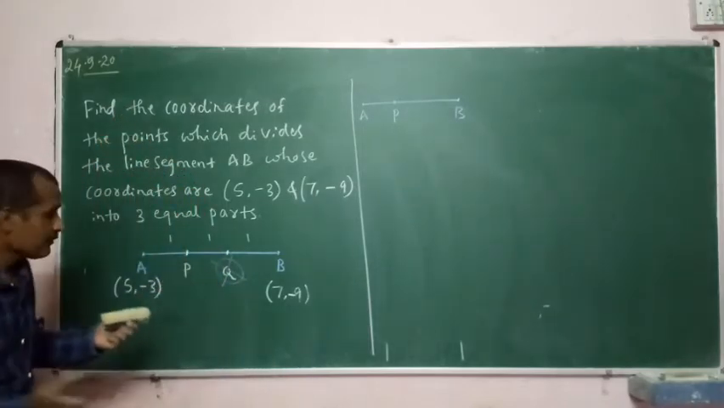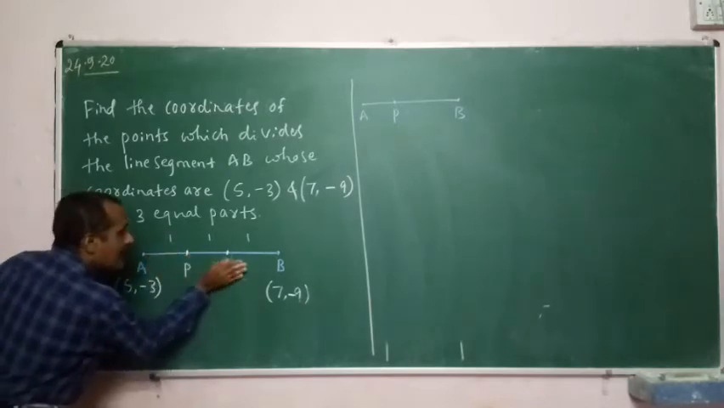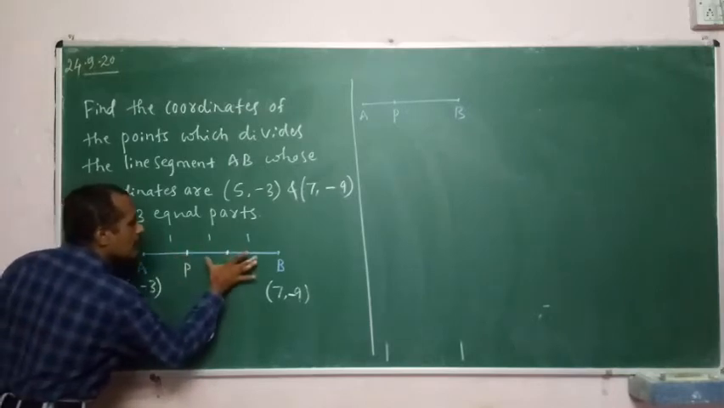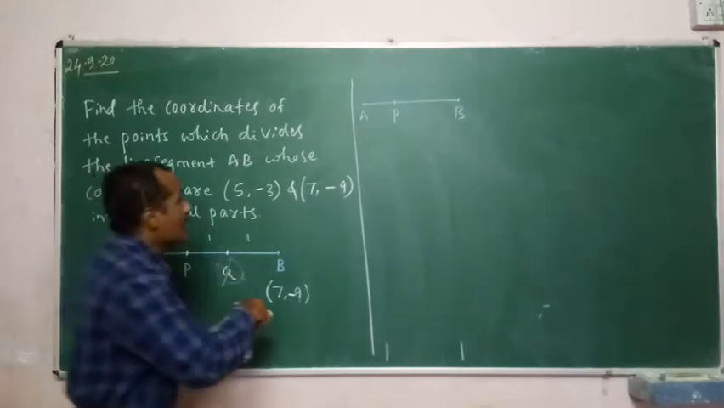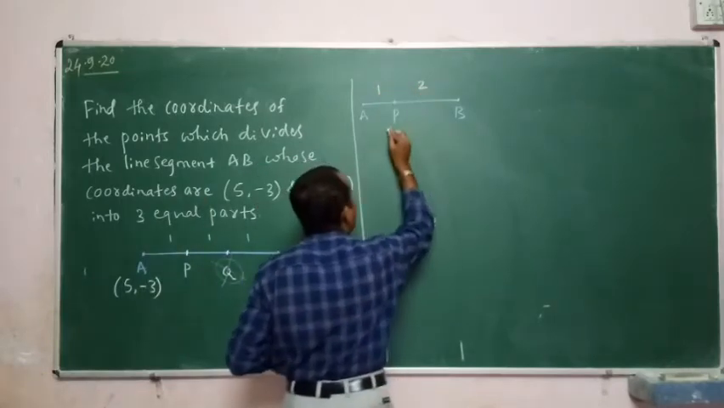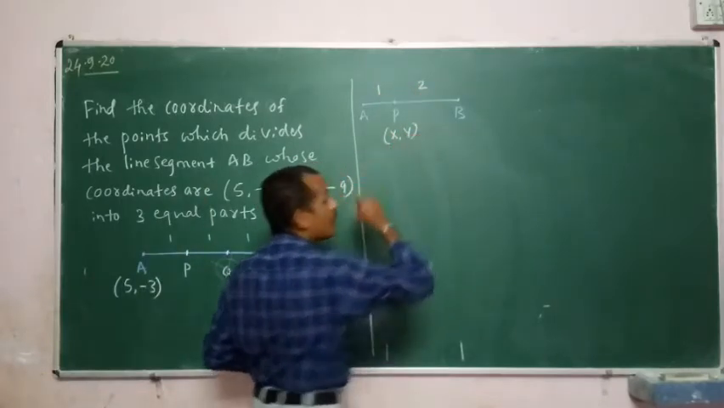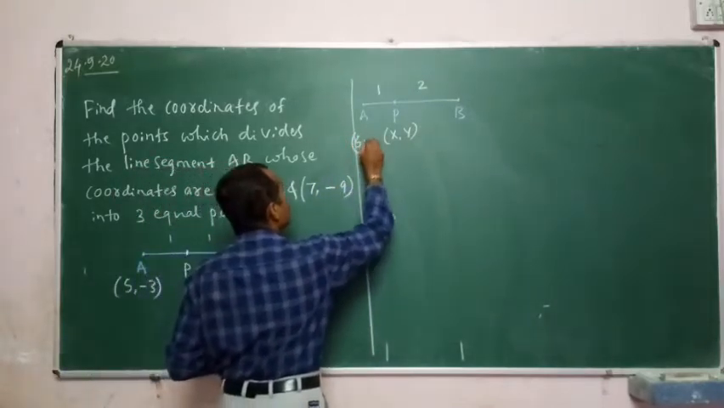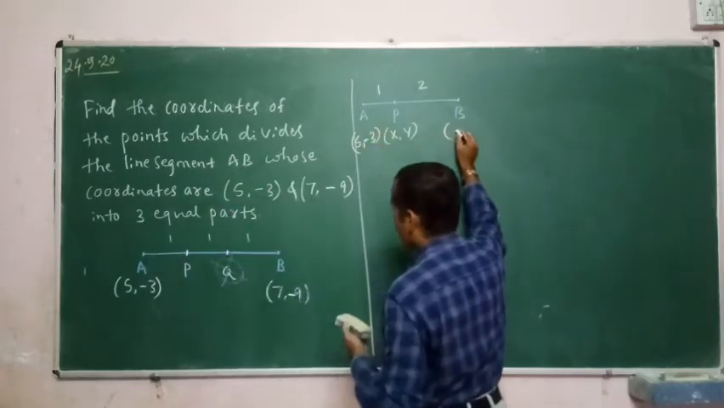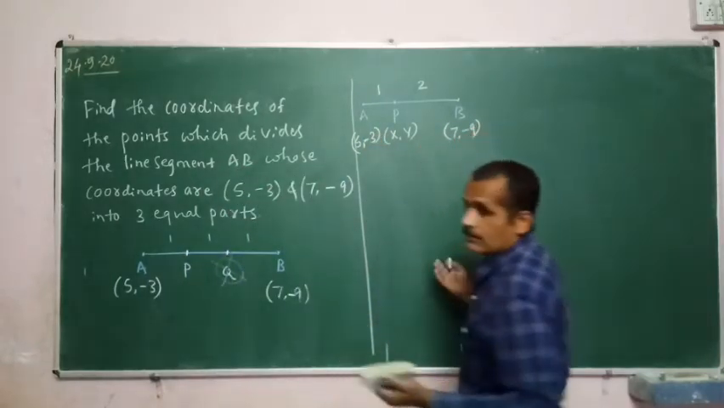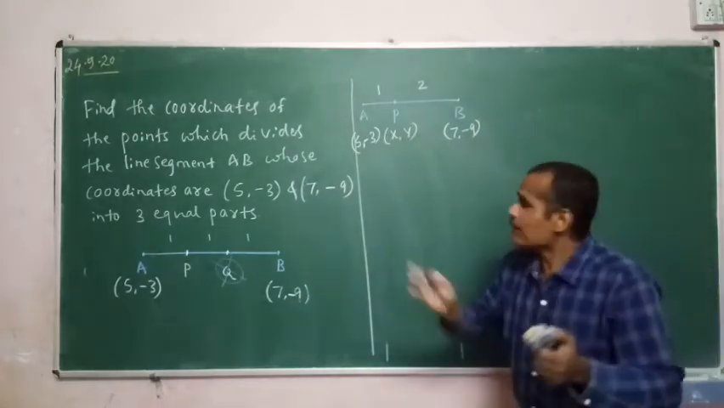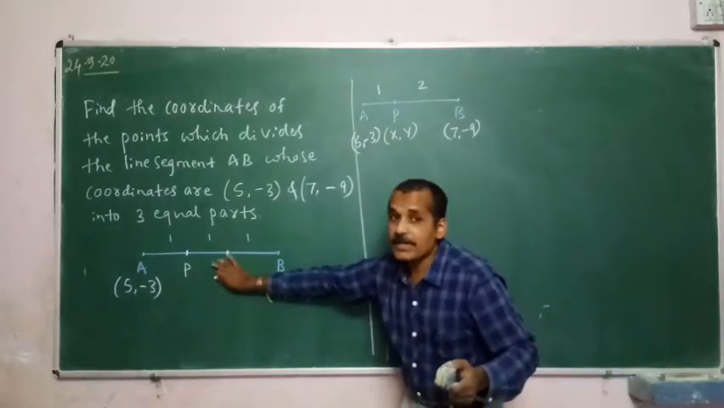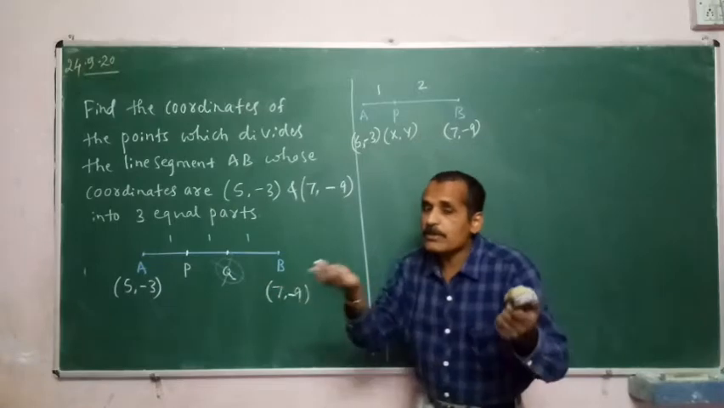Can you tell me the ratio? See, this is 1 and when I am not considering this, 1 plus 1, 2. That means AP is to PB is equal to 1 is to 2. I can say the ratio is 1 is to 2. And let me call this XY. This is X1, Y1 already given, 5 minus 3. This is also given, 7 minus 9. That means in the first step, let me find the coordinates of point P only without considering Q. Because if you take all together, it is a confusion for you.